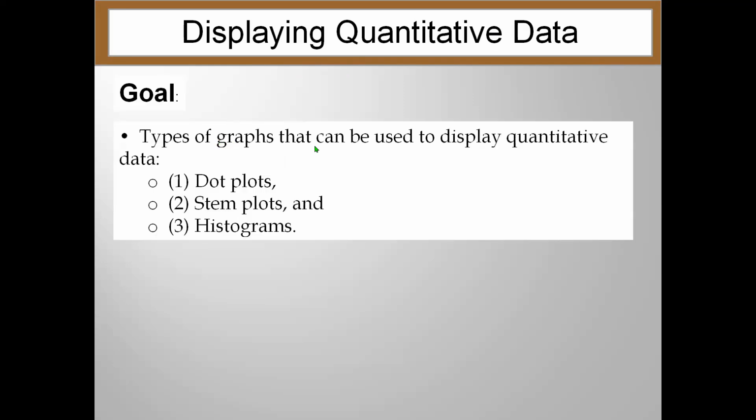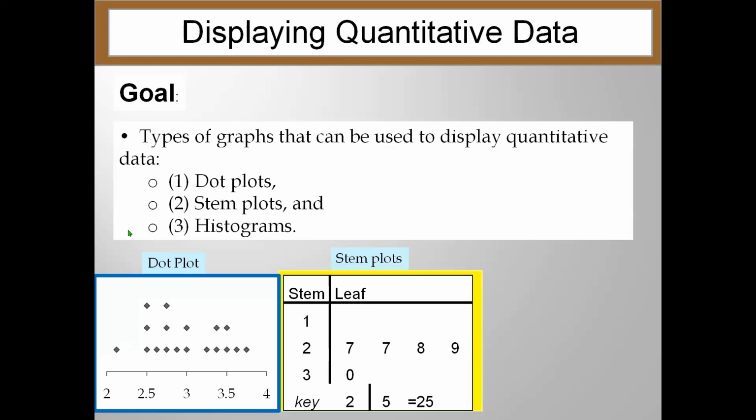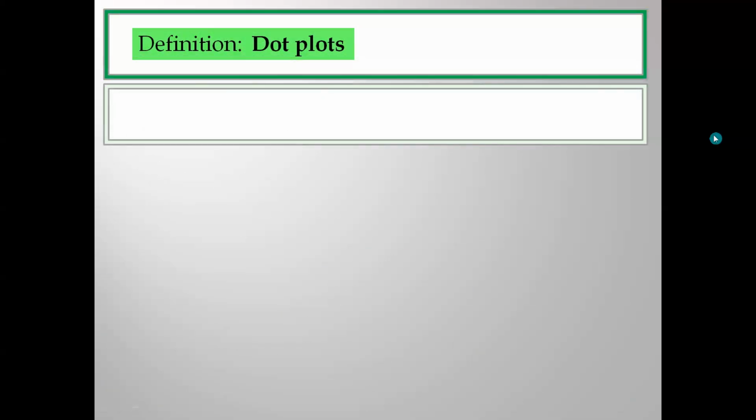Okay, here we go again. We're going to cover quantitative data and their displays. The types of graphs that we can use to display quantitative data are dot plots, stem and leaf plots, and histograms. Time to go over dot plots formally.